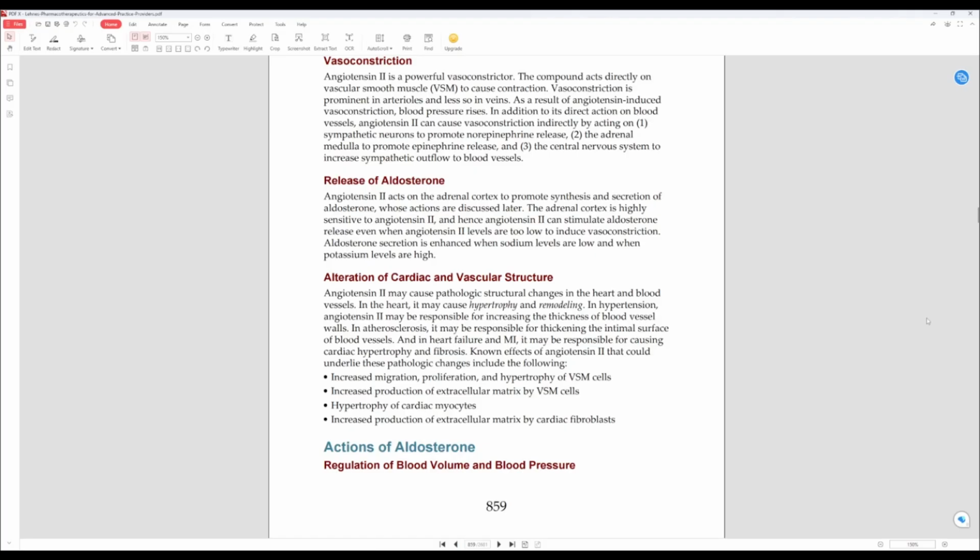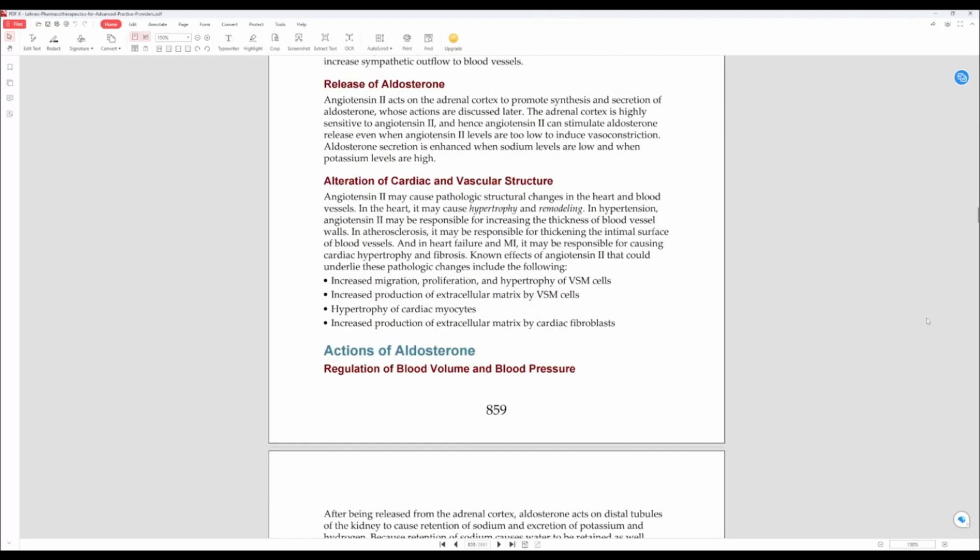In addition to its direct action on blood vessels, angiotensin 2 can cause vasoconstriction indirectly by acting on the sympathetic neurons to promote norepinephrine release, the adrenal medulla to promote epinephrine release, and lastly, the central nervous system to increase sympathetic outflow to blood vessels.